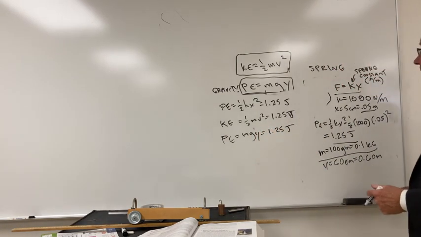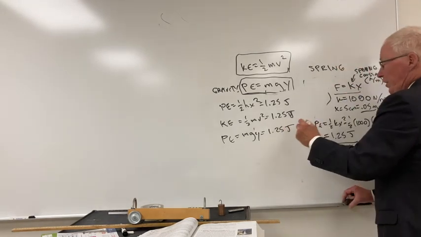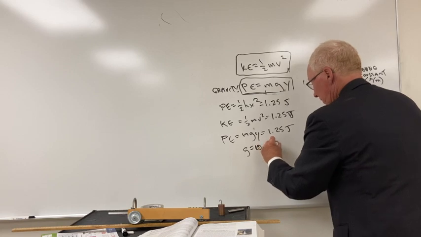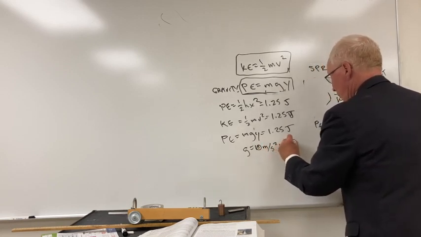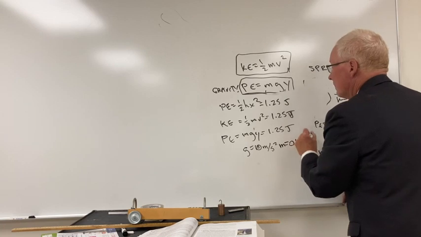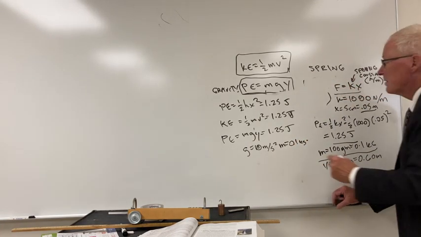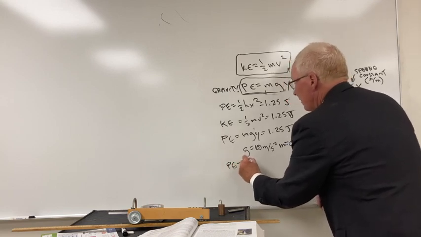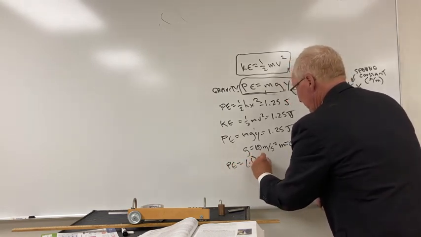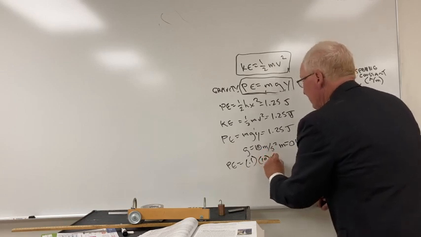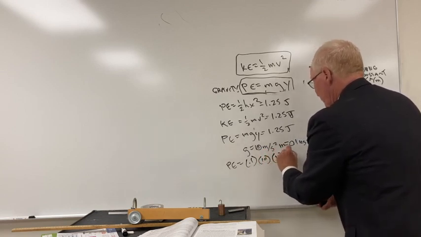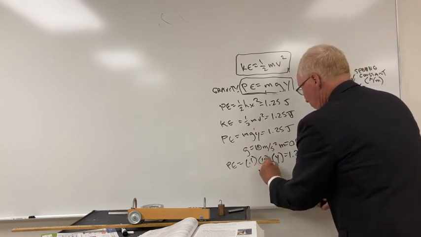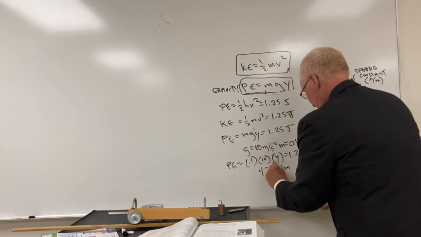All right, so we can figure out how it goes. Again, we're going to use g is 10 meters per second squared. m is 0.1 kilograms. So what we're going to end up with is PE, which is 0.1 times 10, which is convenient, times y, which is 1.25 joules. And we end up with y is about 1.25 meters high.